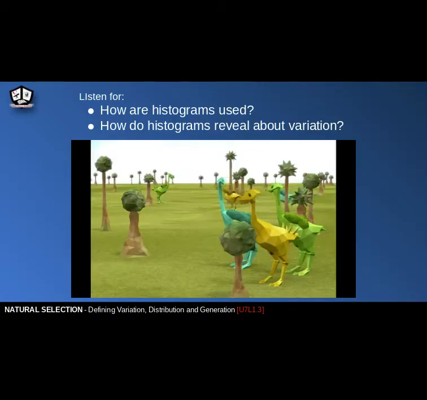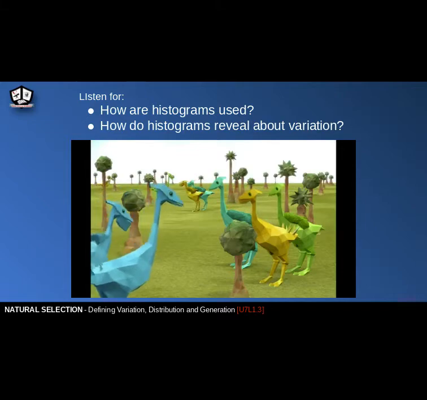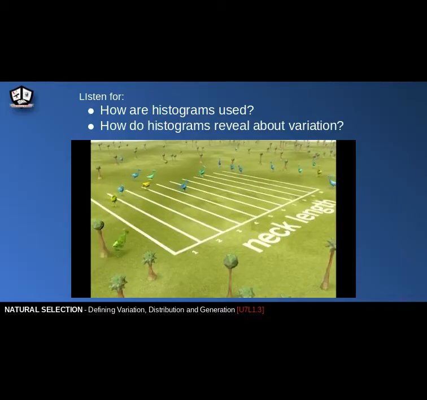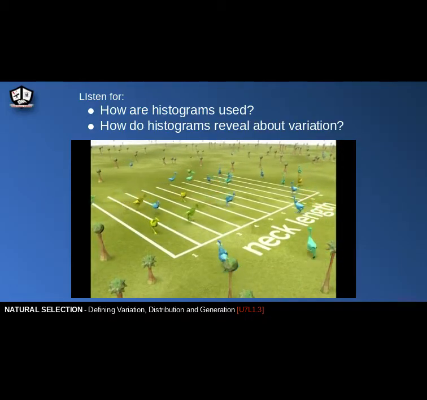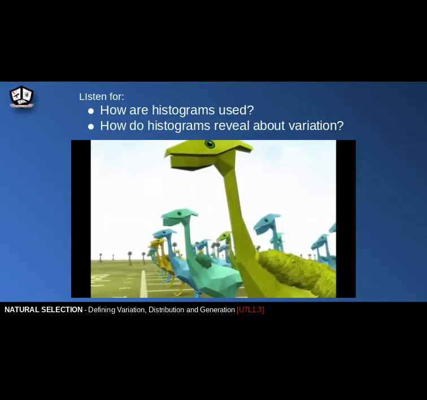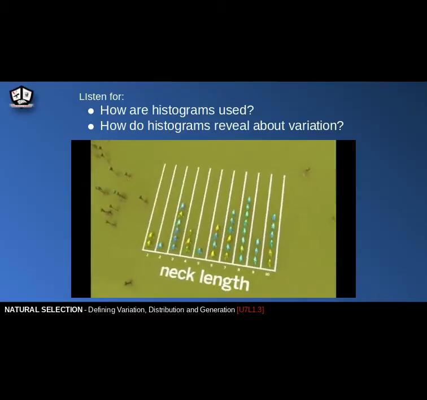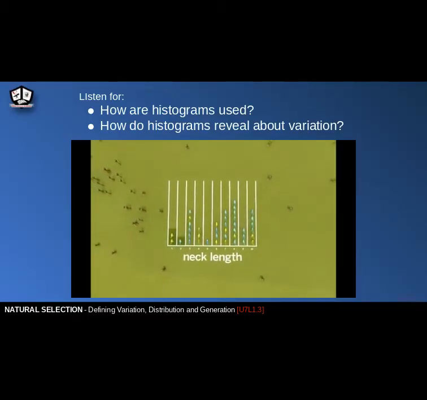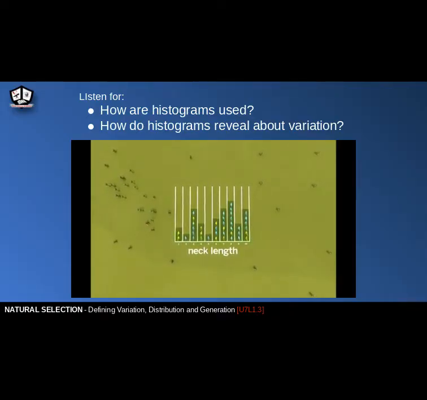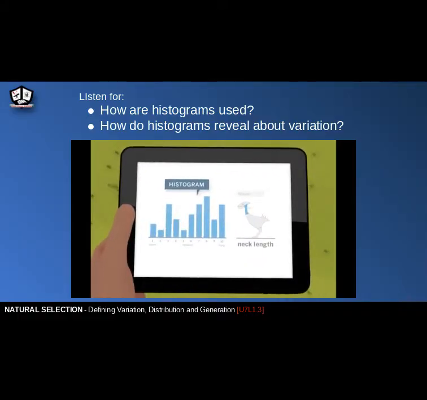If the population is broken into groups according to a single feature, such as the length of their neck, and they line up according to the trait of how long their necks are, we can see how many individuals have short necks and how many have medium, long, and very long necks. The lines of organisms are like bars in a graph. The taller the bar in the graph, the more organisms that have that neck length. This type of graph is called a histogram. This is the same histogram represented in a different way. It shows the same variation in neck length within the australope population.